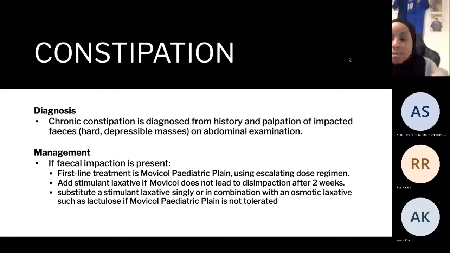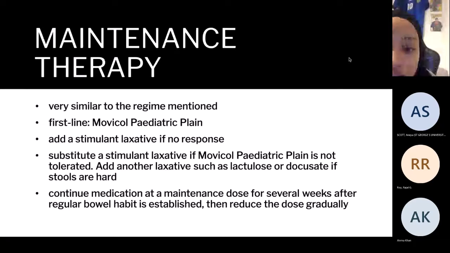Sometimes after initial treatment, some children might need maintenance therapy. It needs to be continued for several weeks until they're able to establish a regular bowel habit, and then you reduce the dose gradually. So it's really similar to the regime mentioned before. You start off with Movicol, you then add a stimulant laxative, and then you can substitute that with lactulose or docusate if the stools are hard. Docusate is a stool softener. So yeah.